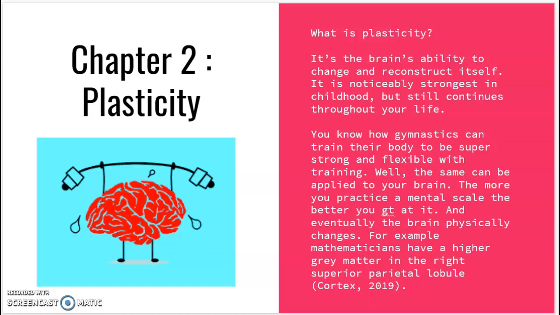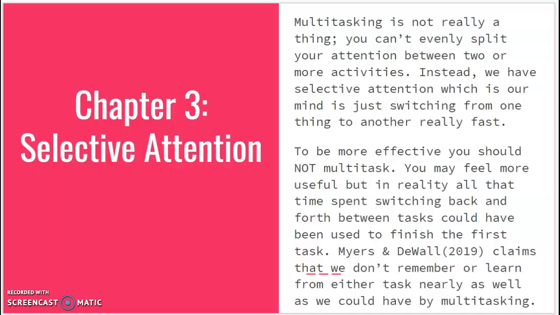Mathematicians have a higher gray matter volume in the right superior parietal lobule. Interesting fact I looked up today. Alright, so chapter 3 is selective attention.